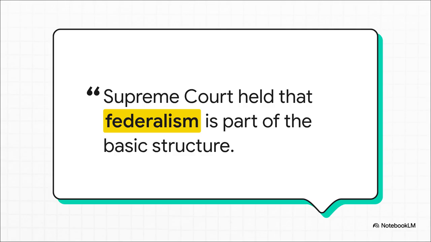The final ratio decidendi here was absolutely monumental. The court declared that federalism is a fundamental part of the basic structure doctrine. And the relevance? It means even an absolute majority in Parliament cannot amend the Constitution to destroy state autonomy. The center's power to interfere is strictly conditional. It's not arbitrary. Here's a crucial exam tip. When you write this on your exam sheet, draw a prominent box around the words S.R. Bommai v. Union of India. You want to literally force the evaluator to see it.